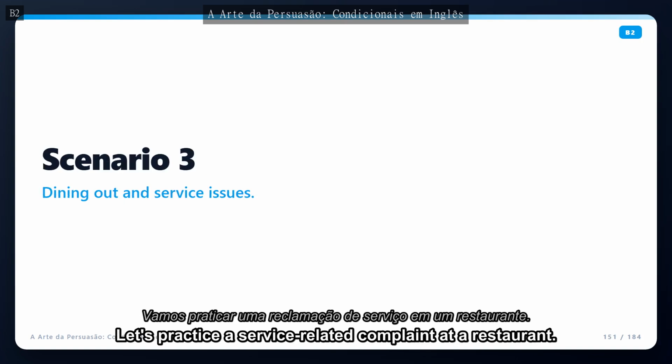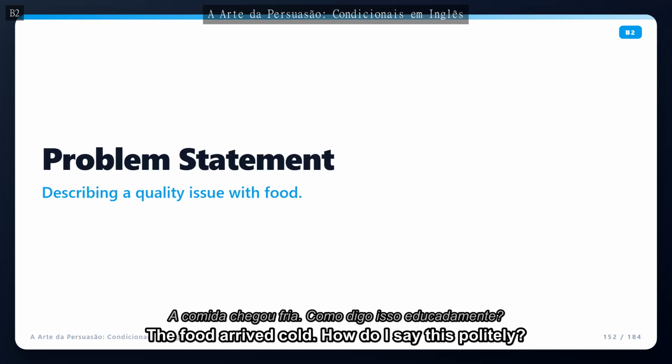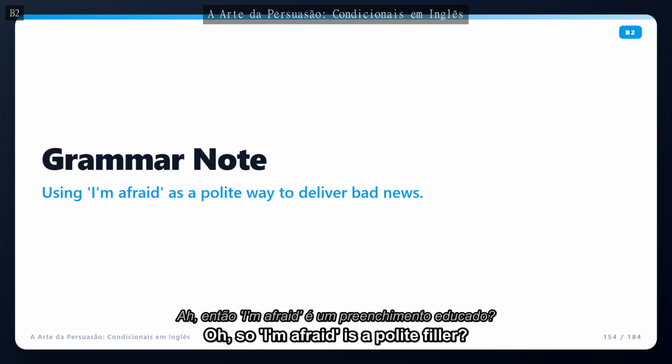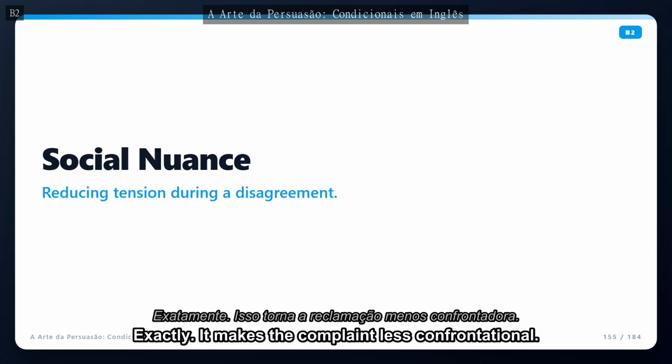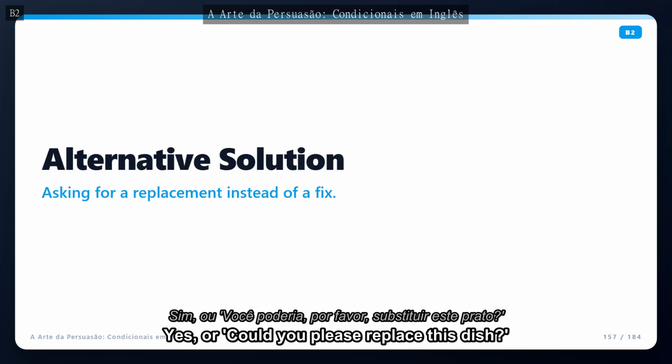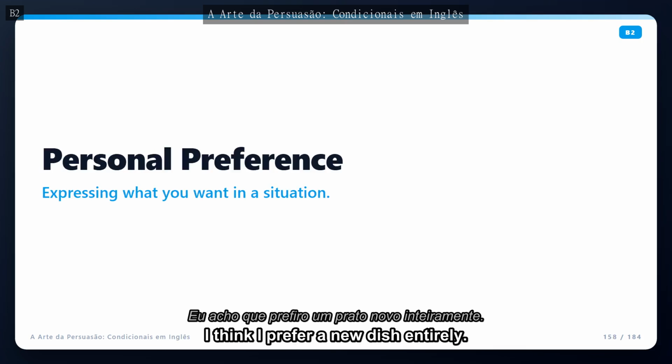Let's practice a service-related complaint at a restaurant. The food arrived cold. How do I say this politely? Try, I'm afraid this dish is a bit cold. Oh, so I'm afraid is a polite filler? Exactly. It makes the complaint less confrontational. And then I can ask to have it reheated. Yes, or could you please replace this dish? I think I prefer a new dish entirely.